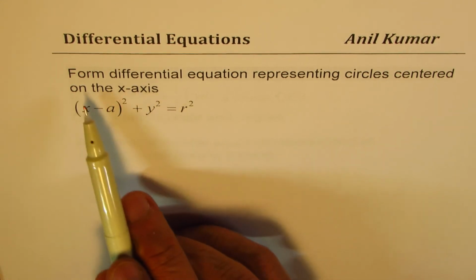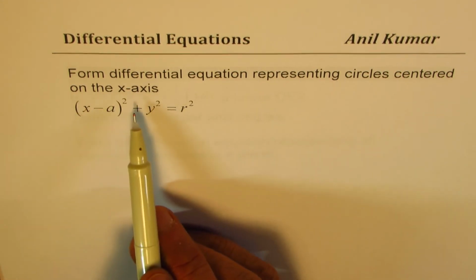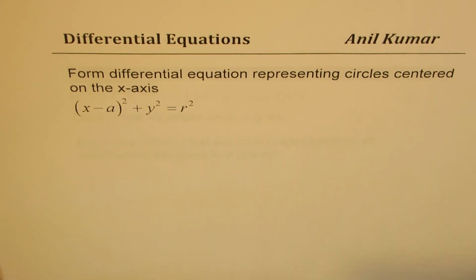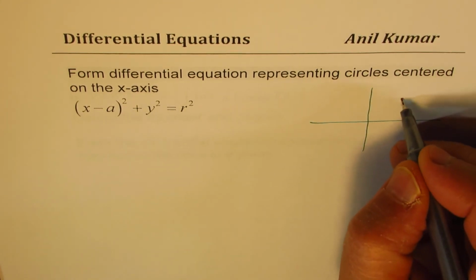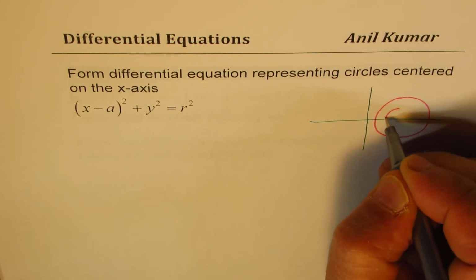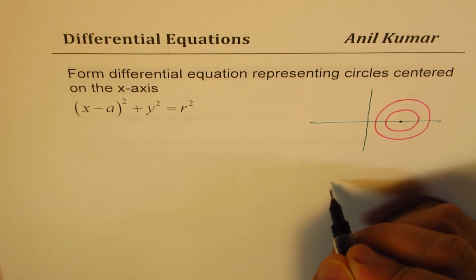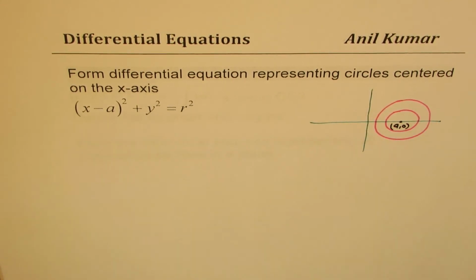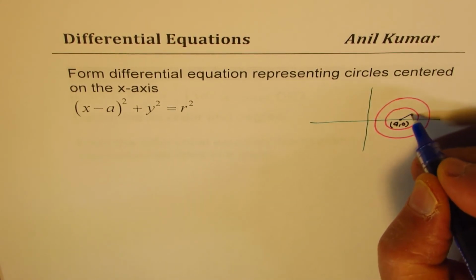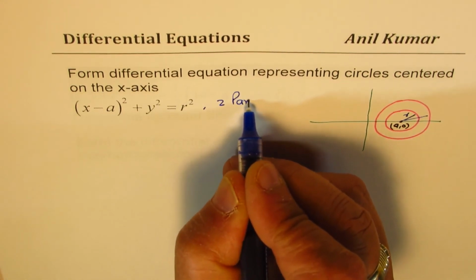The question here is, form a differential equation representing circles centered on the x-axis. That means what we are looking for is some circles which are kind of like this, right? So kind of like this. Centered on the x-axis means that is the center. Let's say this point is (a, 0), right? With different R values. Clearly, we have different R values. Is it okay? R values are different. So that means we have two parameters.